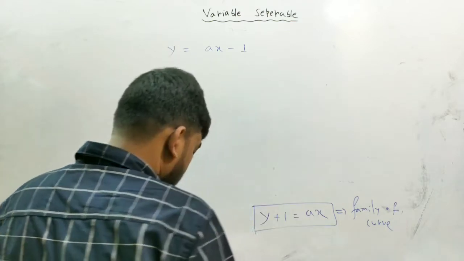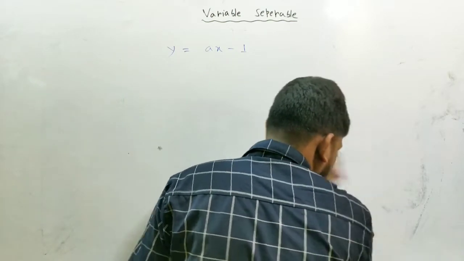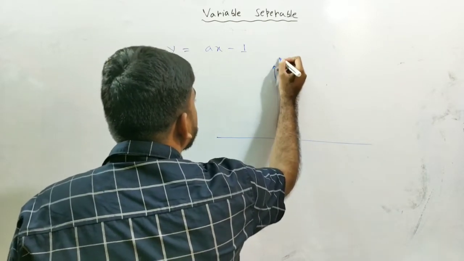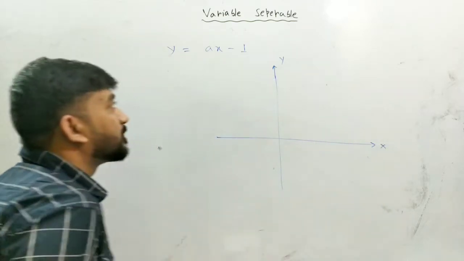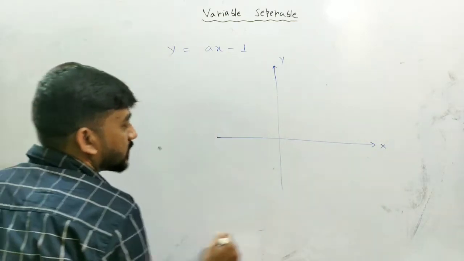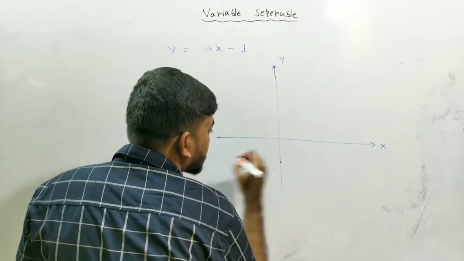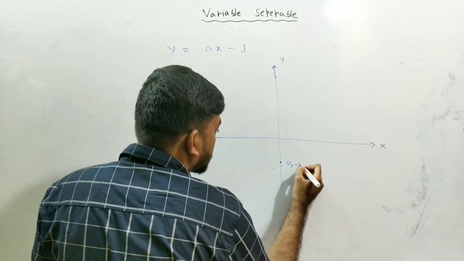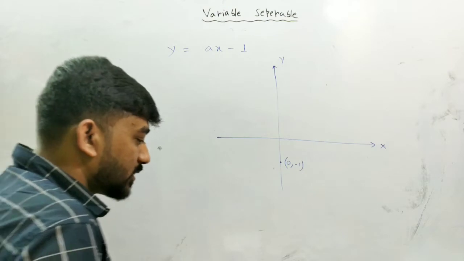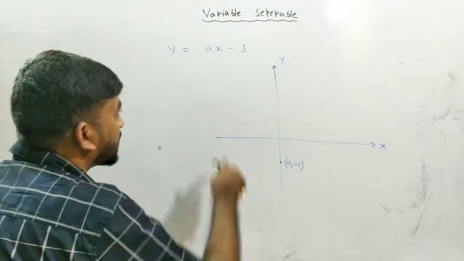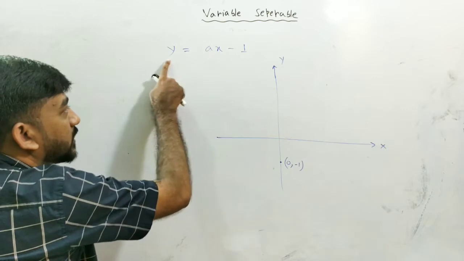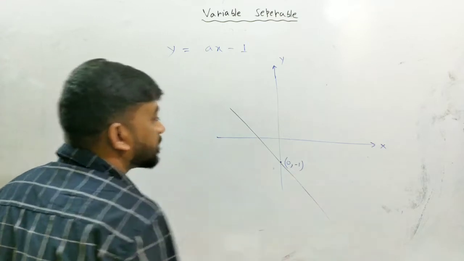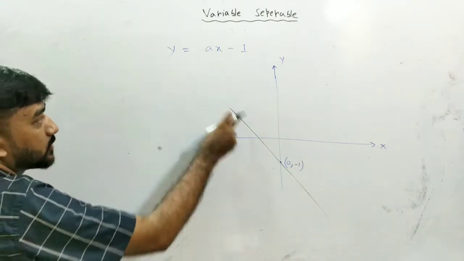Suppose this is your y axis, and this is your x axis. Now here the intercept is -1, so let me take this point as (0, -1). Now what will be the straight line? For different values of a, you will get different straight lines. So let me take a particular value of a, and you have this kind of straight line. This is for one of the values of a.